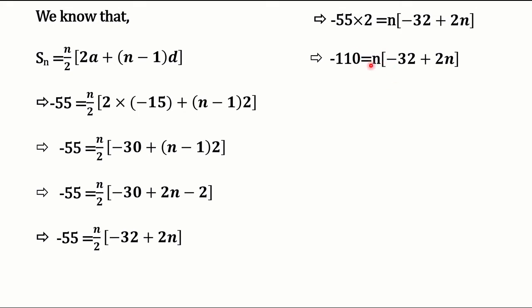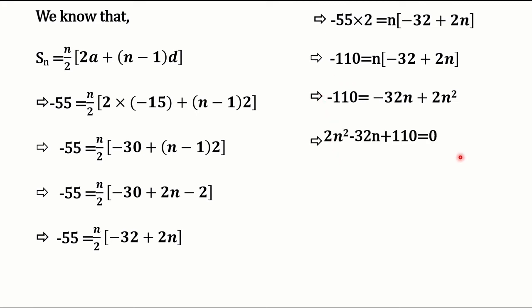Then this n will multiply both these terms within the bracket. So we are going to get minus 32n plus 2n square. After this, we will bring all these terms to the left hand side to get this line. You can check in all these three terms, we can take 2 as common. So 2 has been taken common. Now this 2 can be taken to the right hand side, means 0 over 2 will be 0. Then we are left with n square minus 16n plus 55.